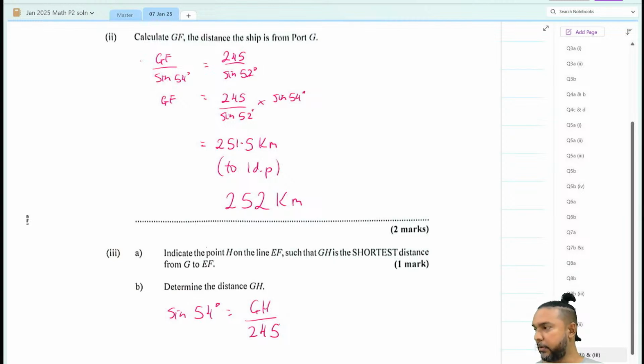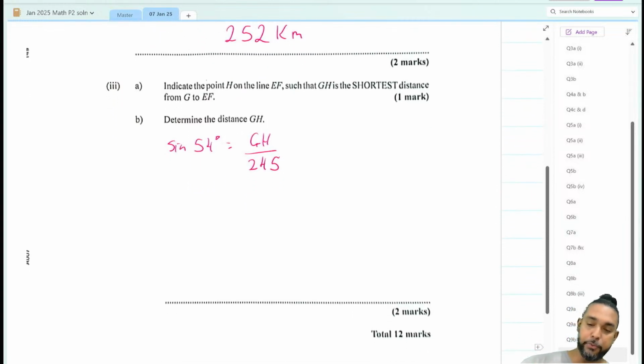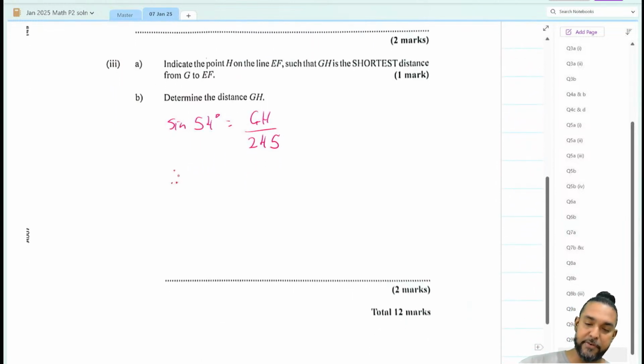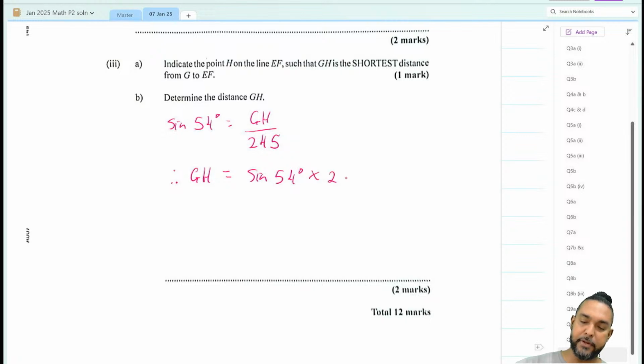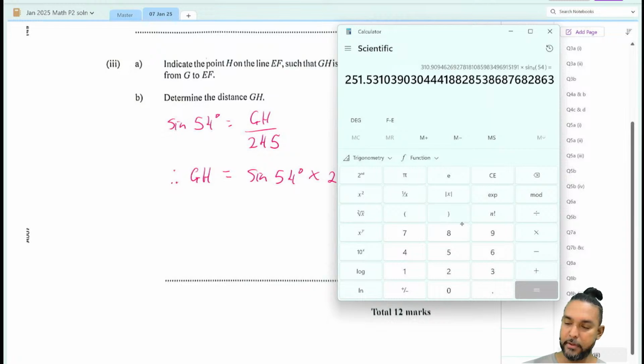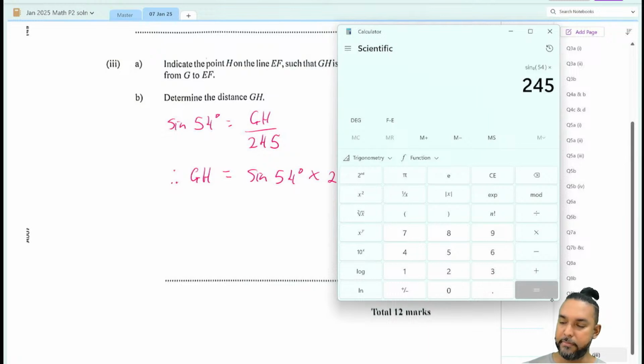Okay, all right. So she just reminded me to come home and not linger. So let me finish up my stuff here quick. All we have to do here is multiply by 245. So therefore, GH is equal to sine 54 degrees multiplied by 245. So 198.